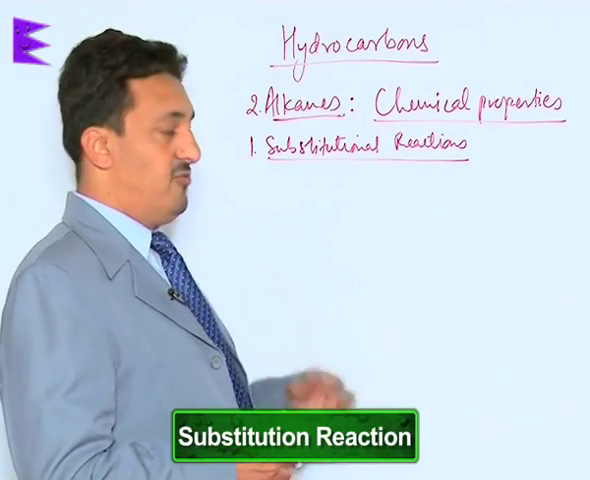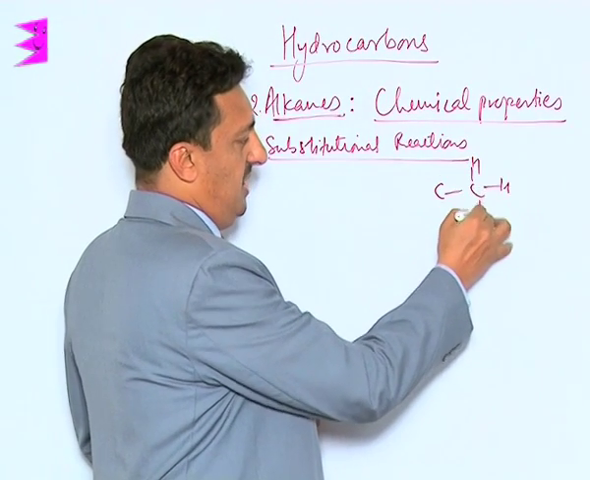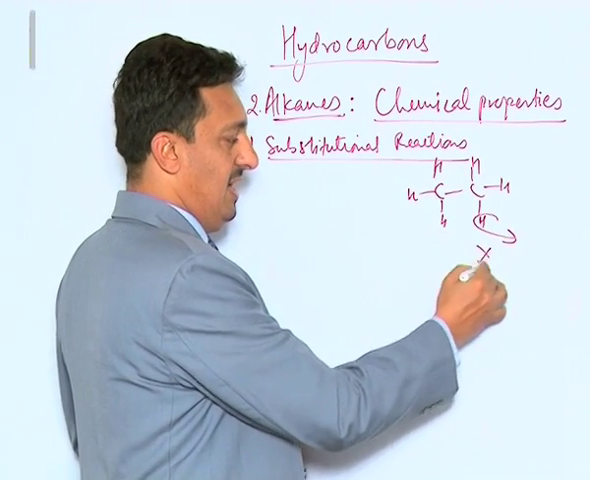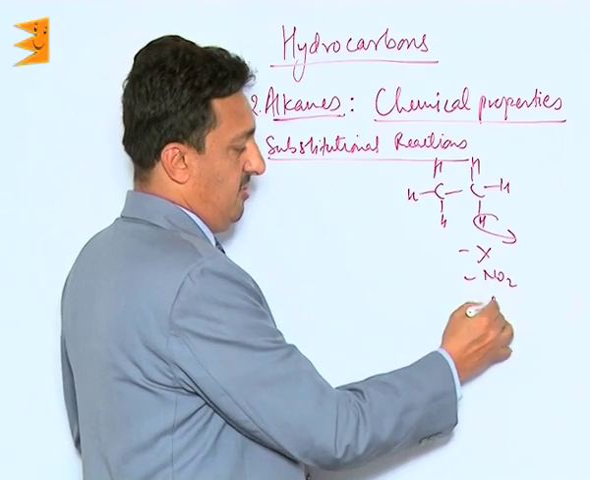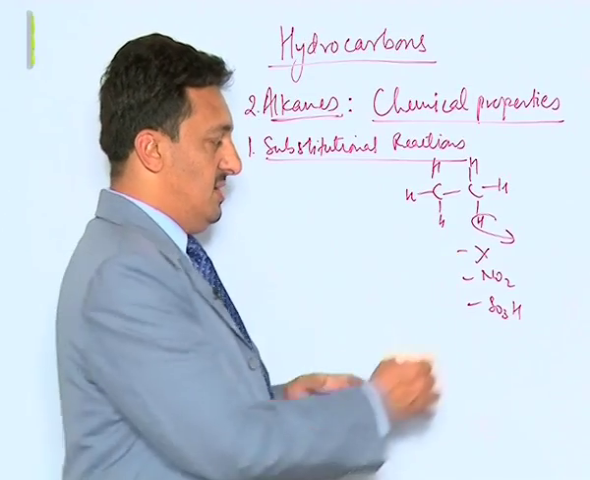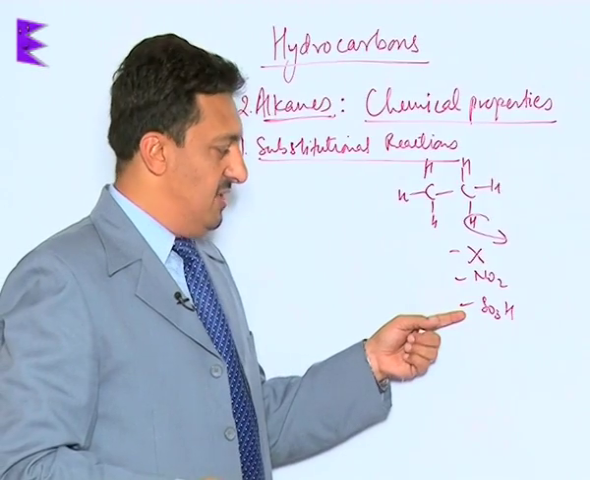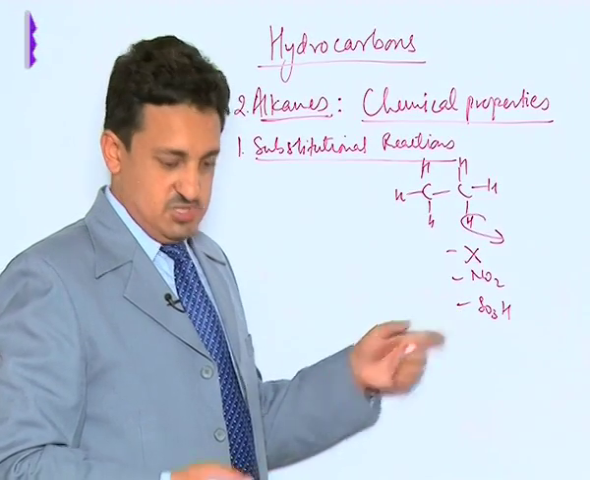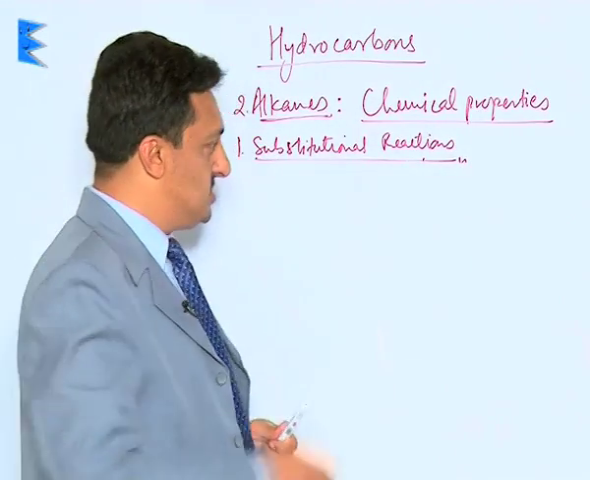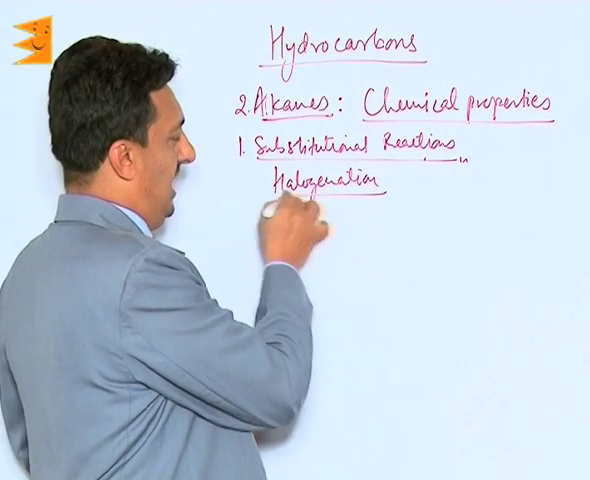Now, let us see these substitution reactions. Remember, in the hydrocarbon, whatever we are having, its hydrogen can be replaced by any halogen, or by a nitro group, or by a sulfonic group. This is called halogenation, the introduction of a halogen group. If NO2 is introduced, it's called nitration, and if a sulfonic group is introduced, it's called sulfonation. Let's take an example of how halogenation is done. The best example is halogenation.